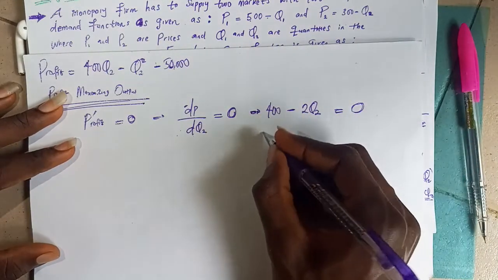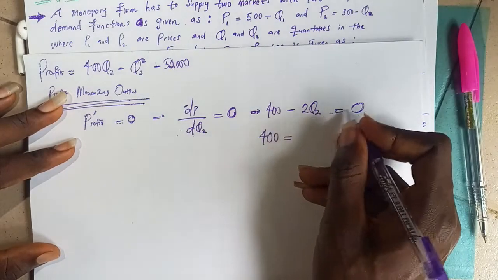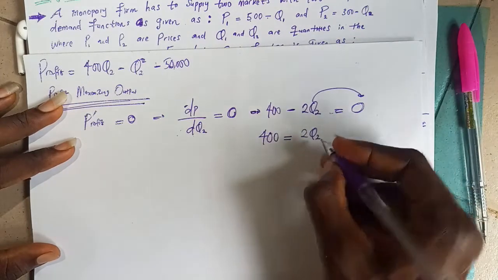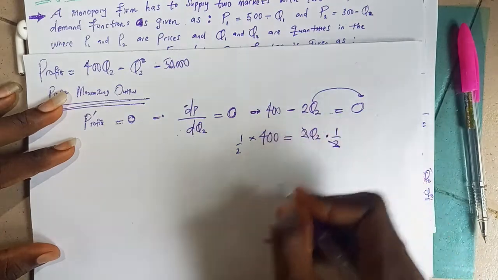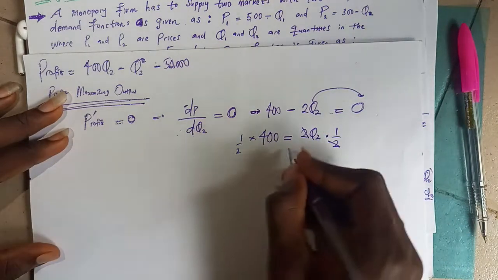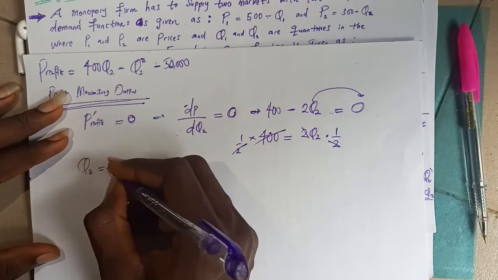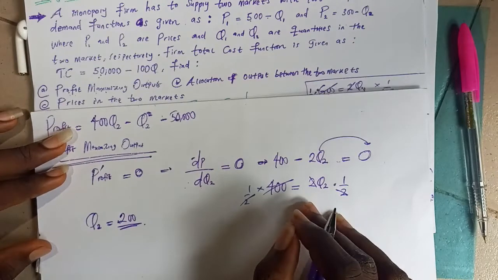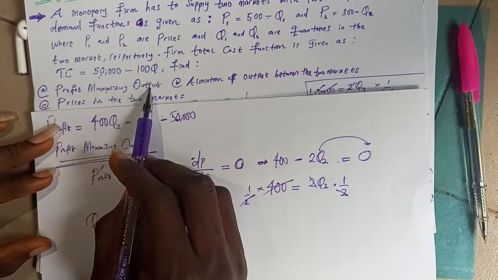So what I'm going to solve now is 400 minus 2Q2 equals 0. By the time this goes to the other side, I have 2Q2 equals 400. Multiply both sides by 1 over 2, and 2 cancels 2, 2 cancels this. Then I have my second quantity demanded equal to 200. So this is what I have, the profit maximizing output.